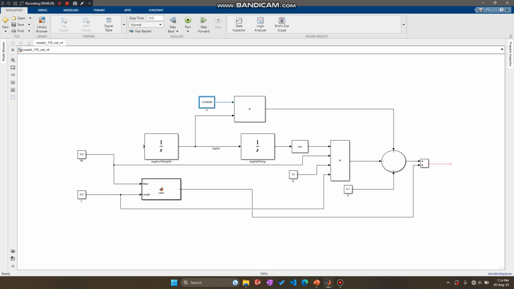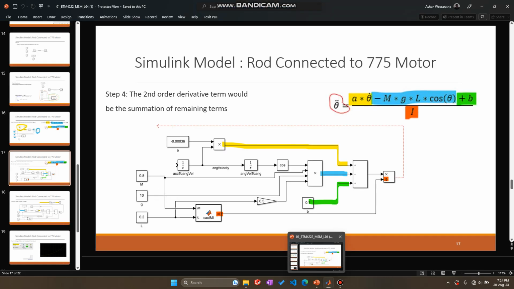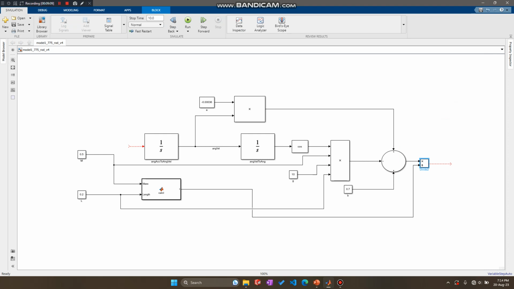So at this point, there are only two dangling ports, or by dangling ports I mean ports which have their signals not connected to anywhere else. We only have two dangling ports. I have colored them in red. One is the input to the angular acceleration to angular velocity integrator block, and one is the output of this division block. The output of this division block is theta dot dot. The input required to this integrator block is theta dot dot as well. So what remains is to connect these two.